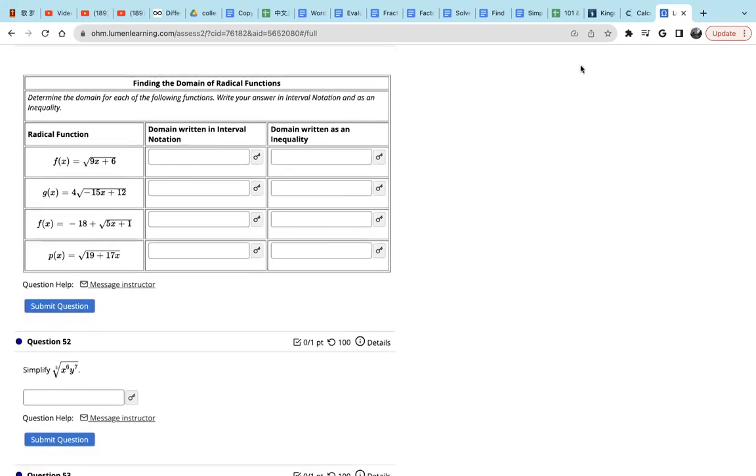So, problem 51, we're finding the domain of all these functions. It's a square root function, that means the inside has to be greater than or equal to 0. So that's 9x greater than or equal to -6. Divided by 9, that's x greater than or equal to -6 over 9, that's -2 over 3. So we're writing the interval notation, starting from -2.